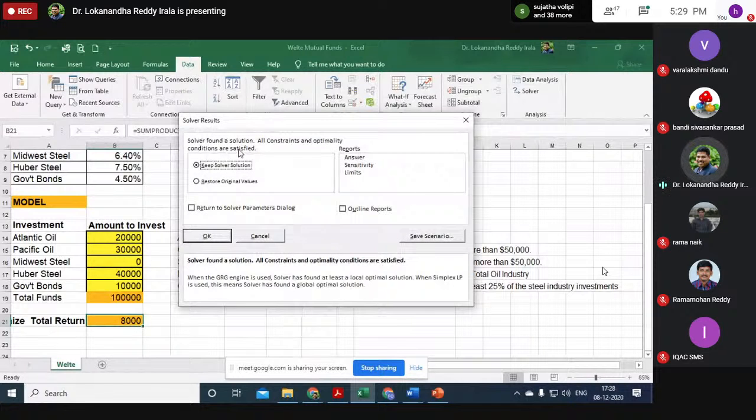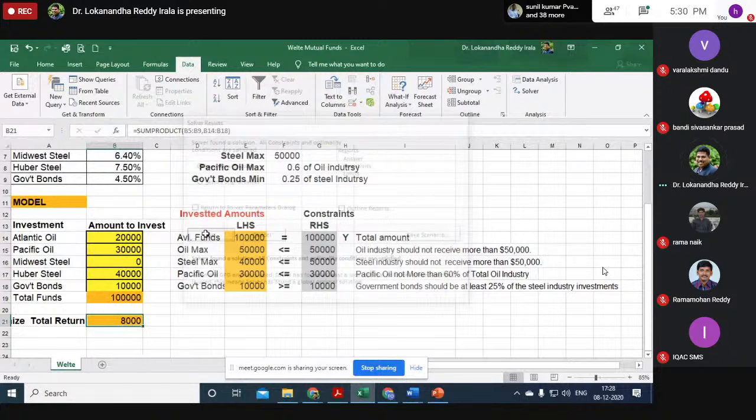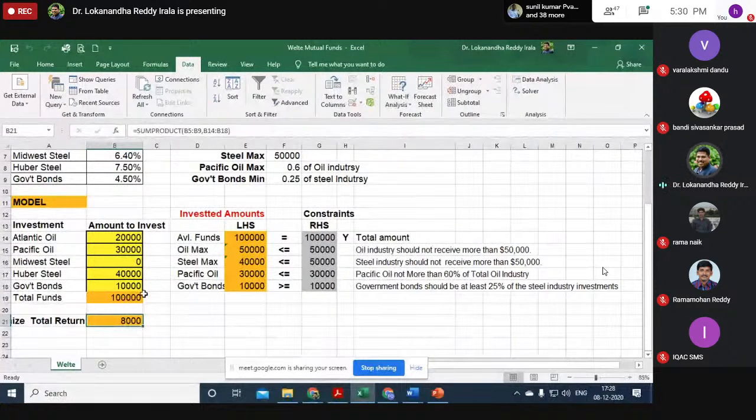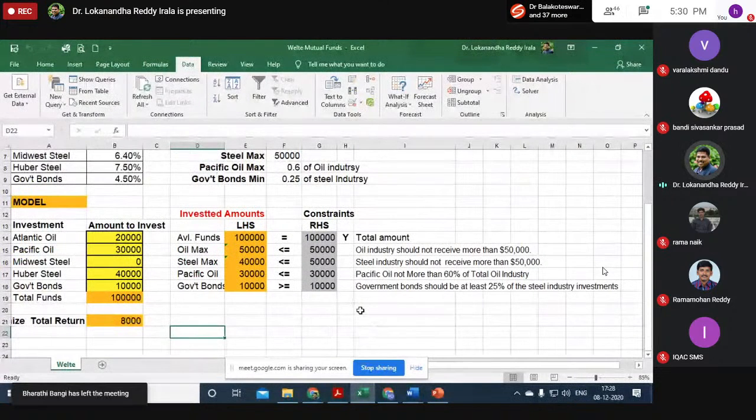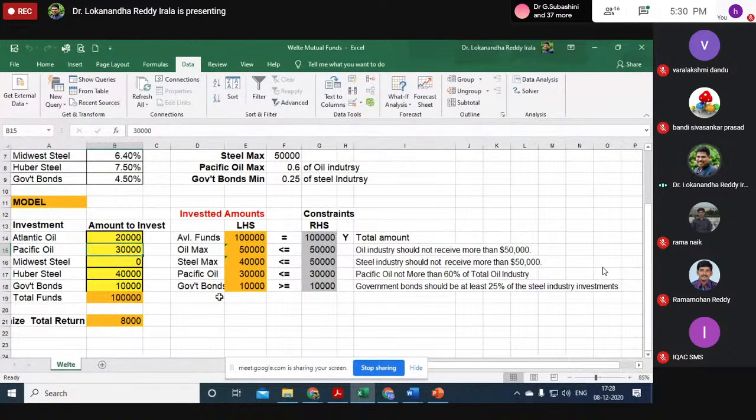Then Excel tells me the solver could find a solution. So click OK. Now you see all this is telling me, based on these constraints, what is the best available option. So Atlantic Oil, you invest 20,000. Pacific Oil, you invest 30,000. So the total is 50,000. So now this constraint is satisfied. That means the maximum that can go into the oil industry is 50,000.